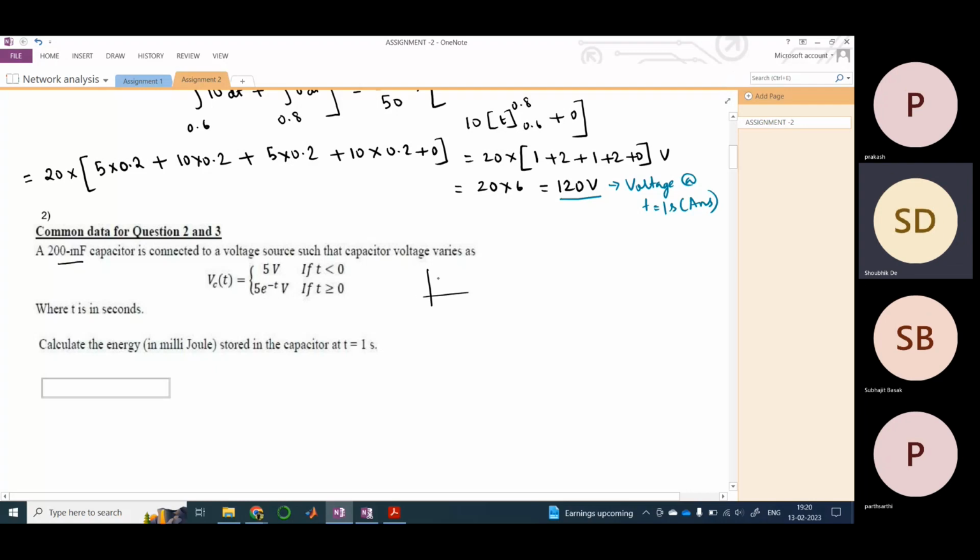So it would be something like this. The initial value would be 5, and it would be decreasing like this, right? This would be your voltage, and this would be your time. The initial voltage is 5 volts, so VC at t equals 0 is 5 volts. This is pretty straightforward. Now they have asked us to find the energy in millijoules stored in the capacitor at t equals 1 second, right?